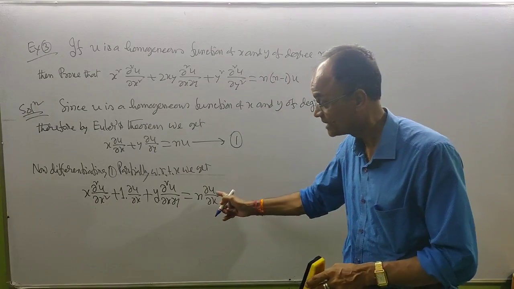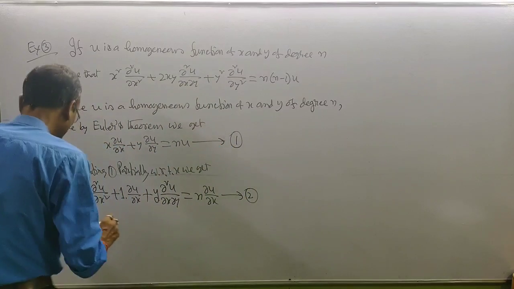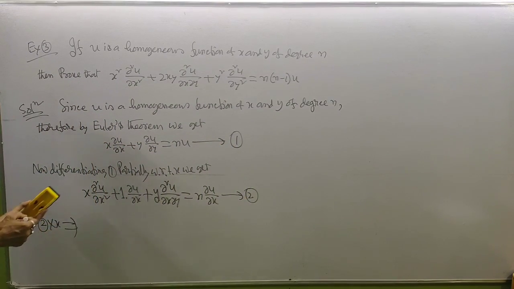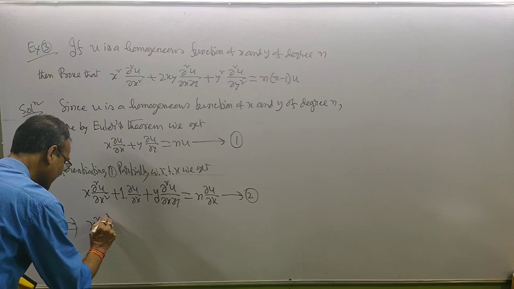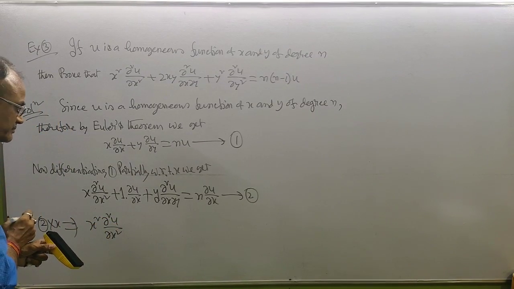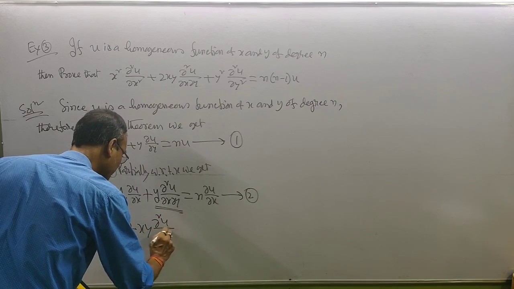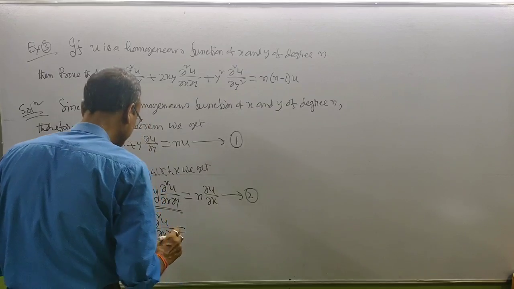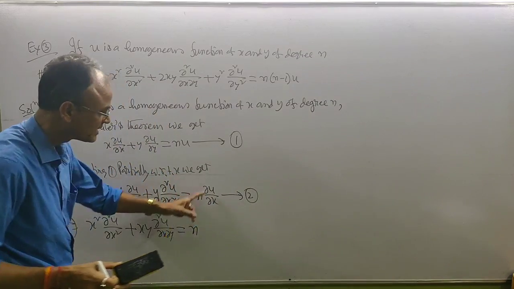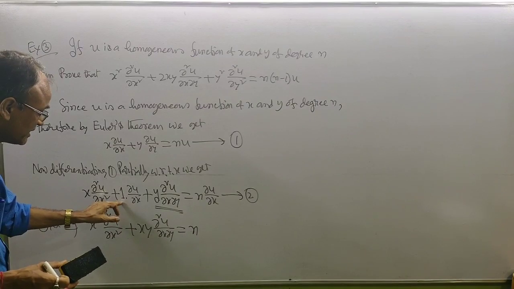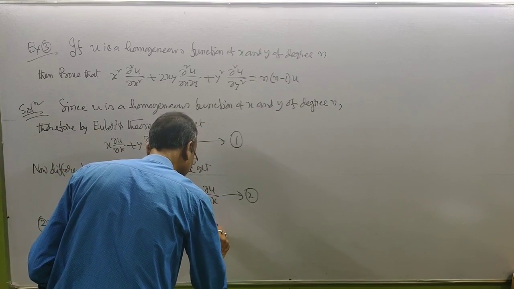You will get this. Now multiply this by x. Multiplying equation number 2 by x we get x square del 2 u by del x square plus, write this term, xy del 2 u by del x del y equal to n times del u by del x minus, if you multiply by x, then minus x del u by del x, n into n minus 1 into x del u by del x.